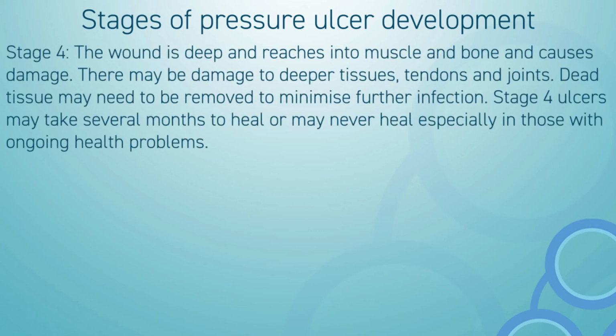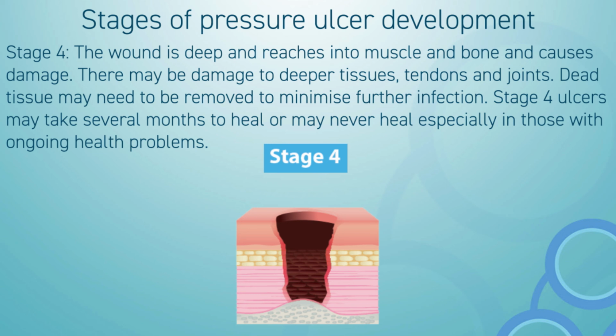Stage 4. The wound is deep and reaches into muscle and bone and causes damage. There may be damage to deeper tissues, tendons, and joints. Dead tissue may need to be removed to minimise further infection. Stage 4 ulcers may take several months to heal or may never heal, especially in those with ongoing health problems.